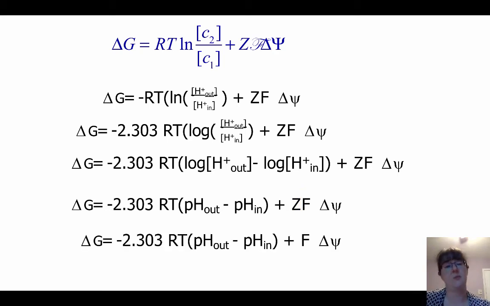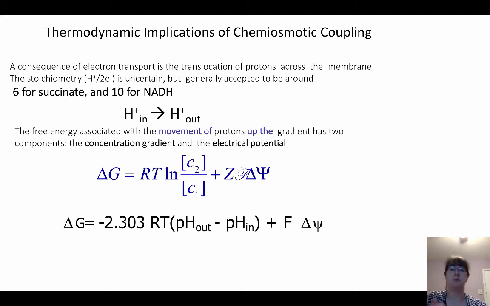And so here finally we're back to the beginning, where we do have R is the gas constant, T is the temperature in Kelvin, pH out minus pH in. All of that's multiplied by that negative 2.303 plus Faraday's constant and that electrical potential. So there we finally are. So just note that those two equations really are demonstrating the same idea, even though they look drastically different.